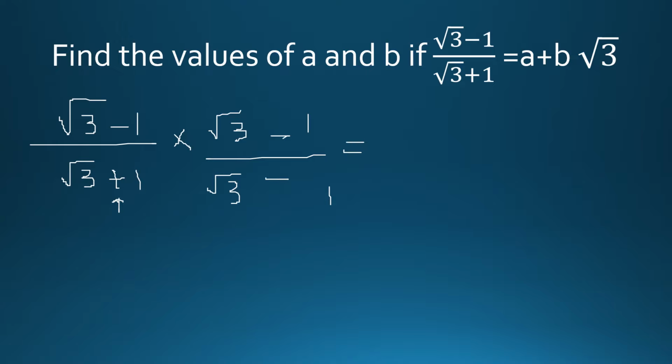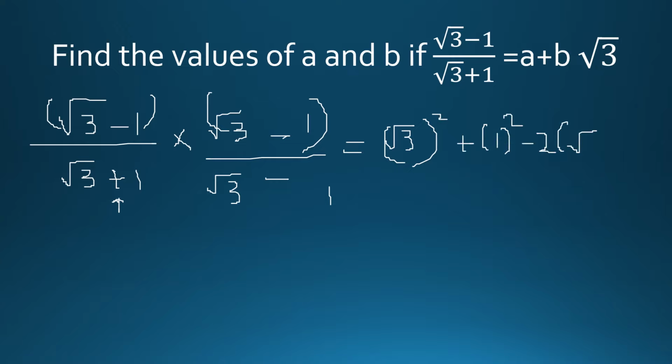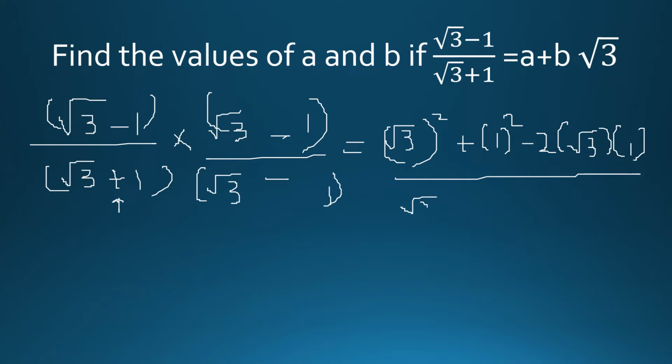So what have you got? In the numerator, you have got root 3 minus 1 whole square, right? Root 3 minus 1 multiplied by root 3 minus 1. And you know the identity for a minus b whole square? It is a square plus b square minus 2ab. Here a is root 3 and b is 1. And in the denominator, if you multiply root 3 plus 1 and root 3 minus 1, that is a plus b times a minus b, which is a square minus b square.